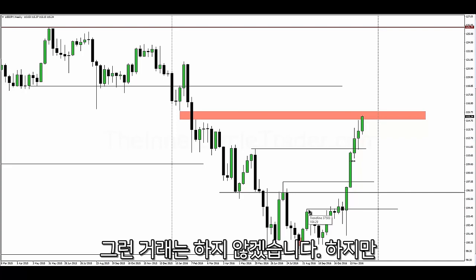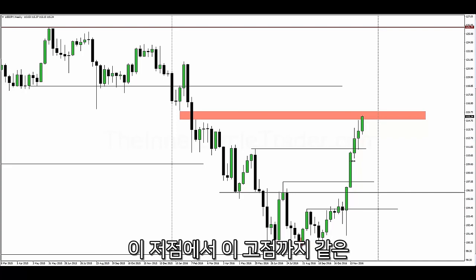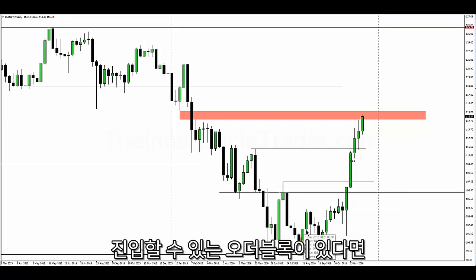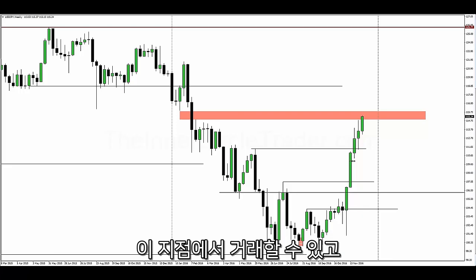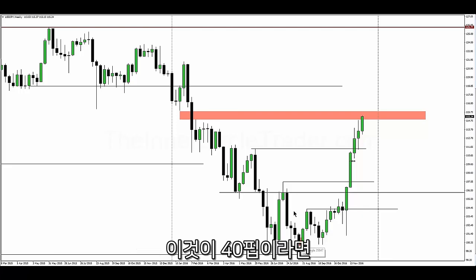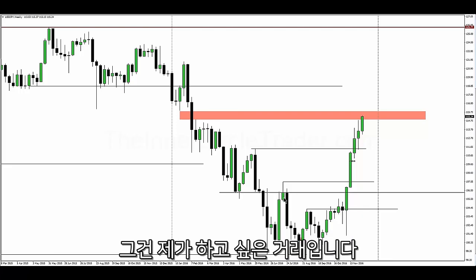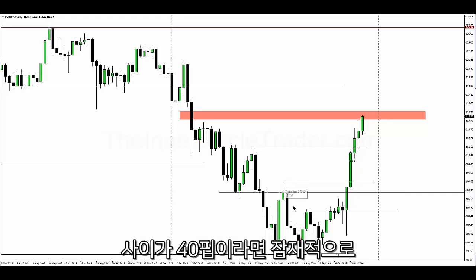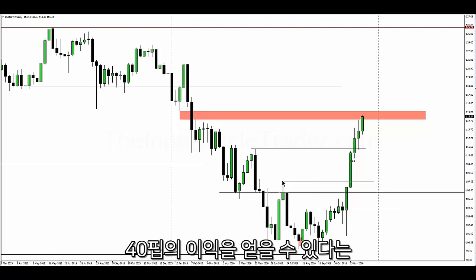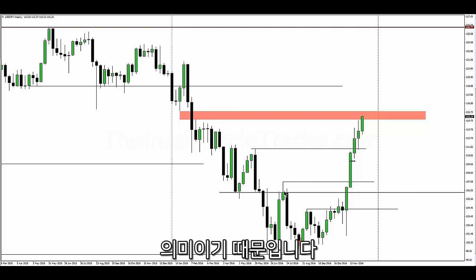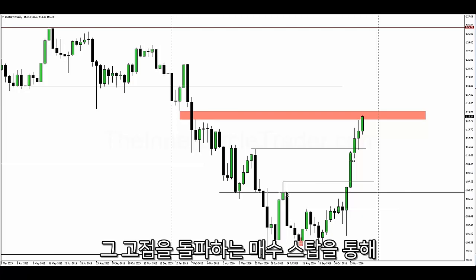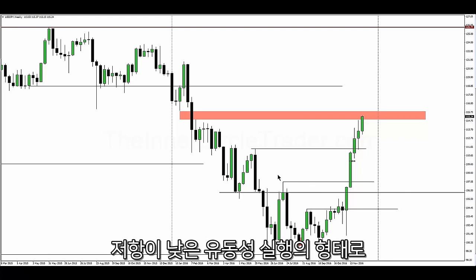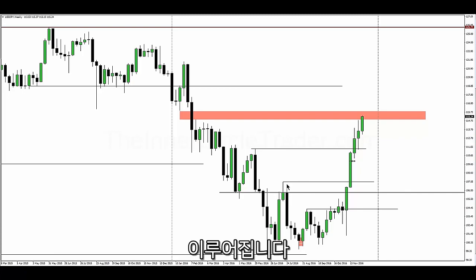But if I saw a swing like, say, this low here and up to this high here, and there was an order block that allowed me to get in down at this point here, if I could take that trade and say this was 40 pips, that would be a trade I want to take. Because if that's 40 pips from where the high is and where the order block entry would be, that means I could potentially have 40 pips in profit. Because I'm going to try to get out with a run above that high, exiting where the buy stops would be, in the form of a low resistance liquidity run.